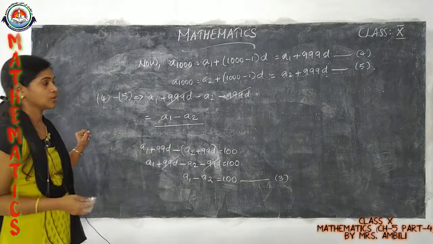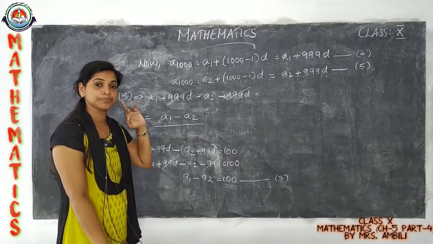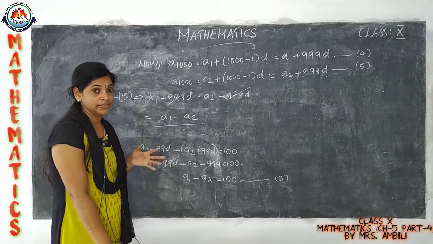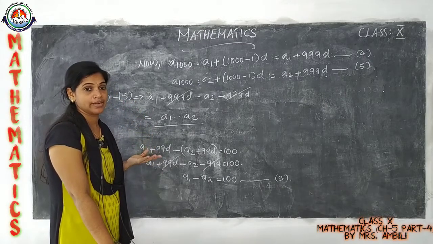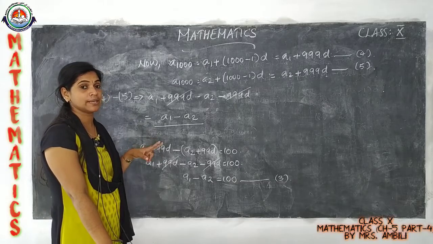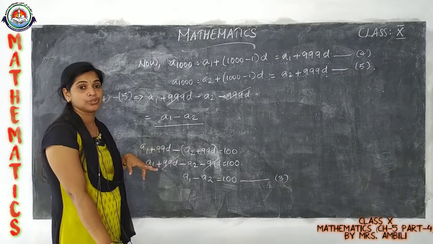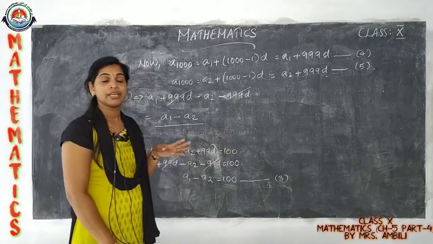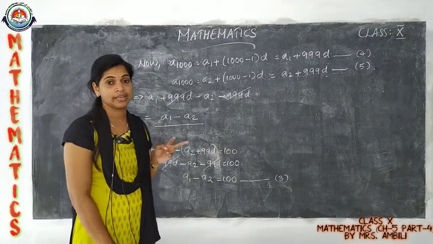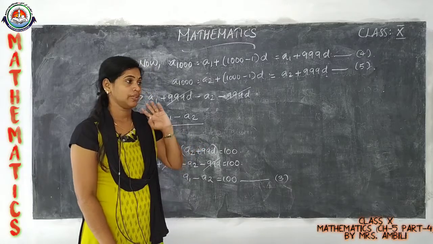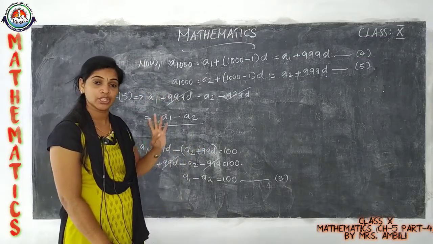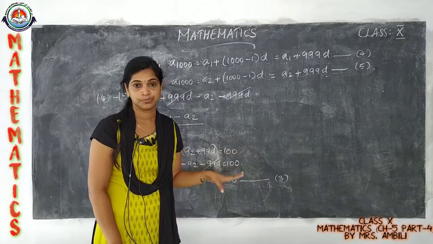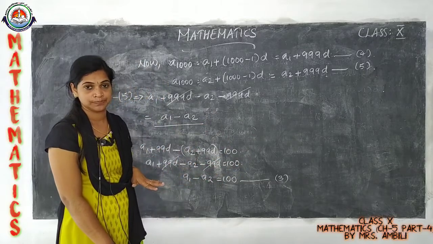Clear? So what we did first? Difference between their 100th term. So A100 we wrote first. For the first AP we wrote A100 equal to A1 plus 99D. For the second AP we got A2 plus 99D. Okay. So we gave it as equation number 1 and equation number 2. And after that we solved it.